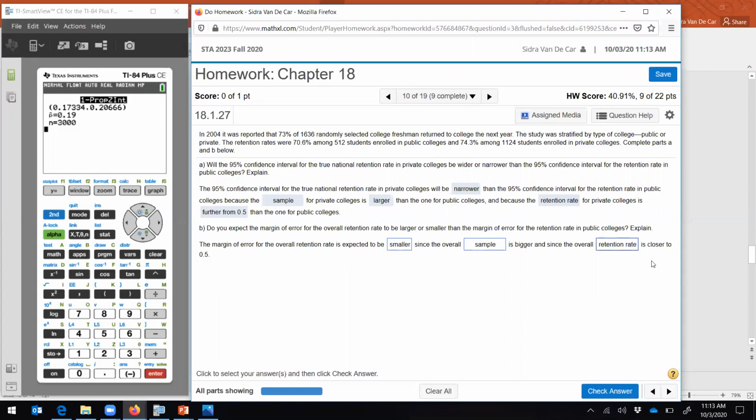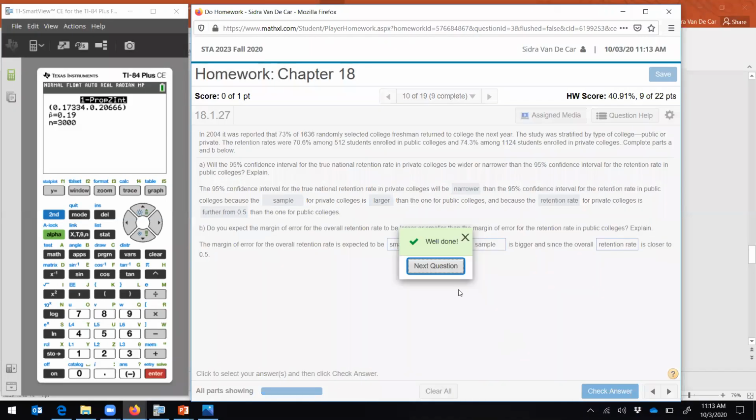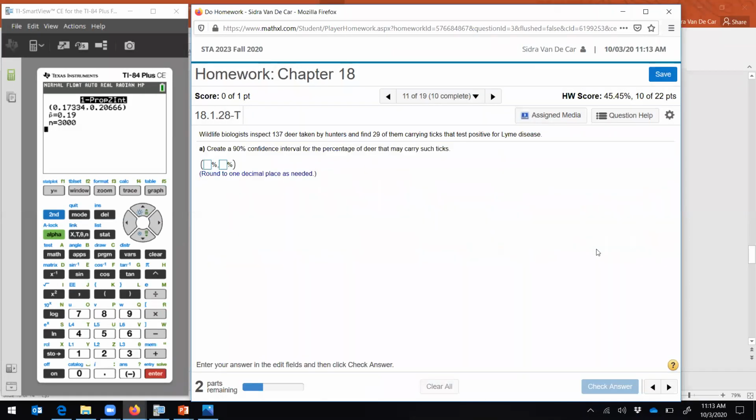The overall retention rate is closer to 0.5 than 70.6. That's not true. Why are you marking? That question is a little frustrating. It's the first time I've really paid attention to that question. I got to come back to that one.